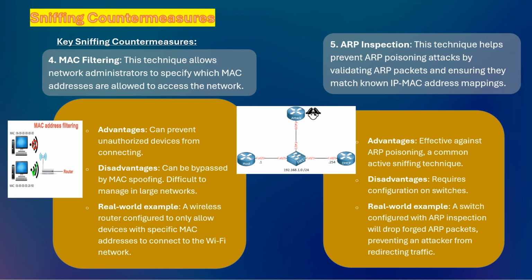Sniffing countermeasures: port security. Port security limits the number of MAC addresses allowed per switch port. Benefits: prevents unauthorized devices from connecting. Helps mitigate MAC flooding attacks. Limitations: can be bypassed using MAC spoofing if not properly configured. Example: a company configures its switches to allow only specific MAC addresses, preventing unauthorized laptops from connecting and sniffing traffic.